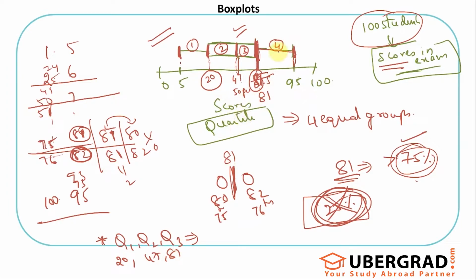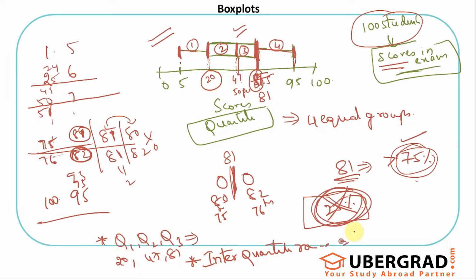How did I get 20? See this figure? This is the line differentiating the first zone and the second zone. This is the line which is cutting the zones into 2 zones, 1 and 2. So see what is the value? 20. So that's why the answer is 20. Similarly, this is cutting zones 3 and 4. So 81 is the value. So quartile 3 is 81. Quartile 2 is 47.